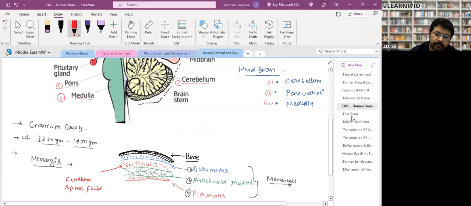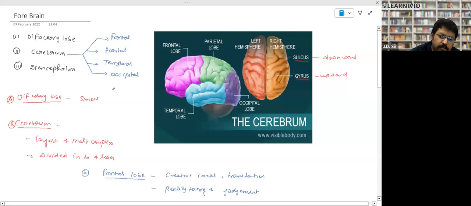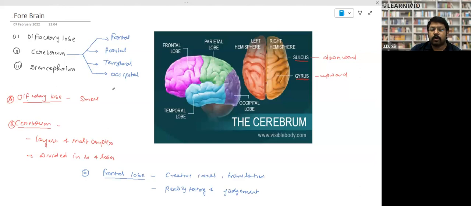Come to the forebrain. This is the largest part of our brain. This is just the top view, and this is the side view. So the brain looks like you must have seen in diagrams. There are certain depression-like structures called sulcus, and certain uplifted parts called gyrus. So the complete brain is made up of sulci and gyri.